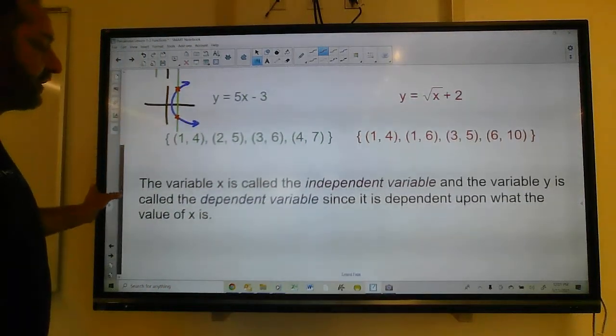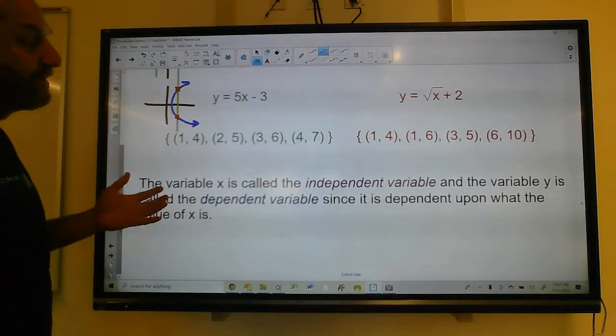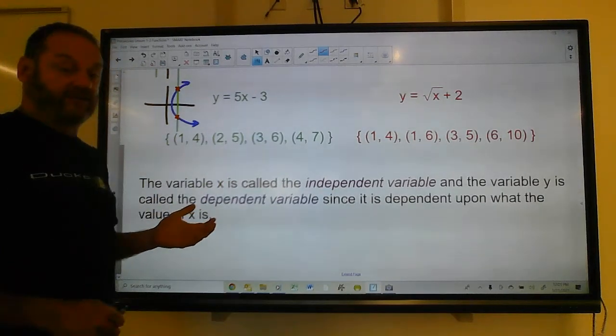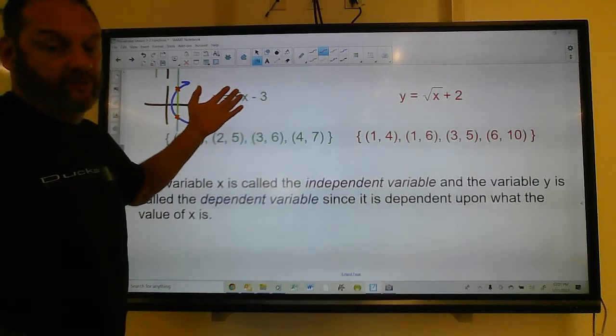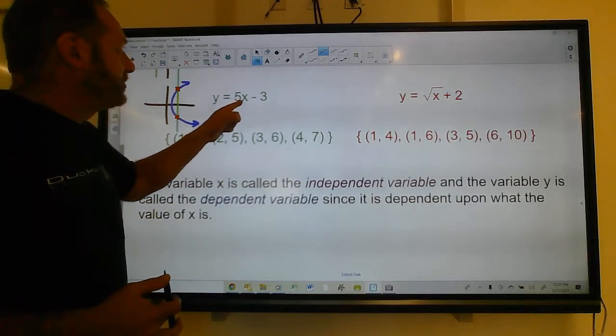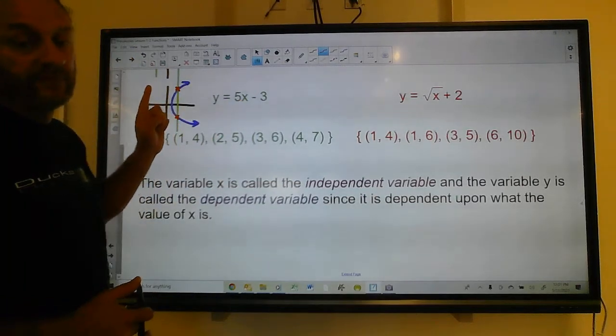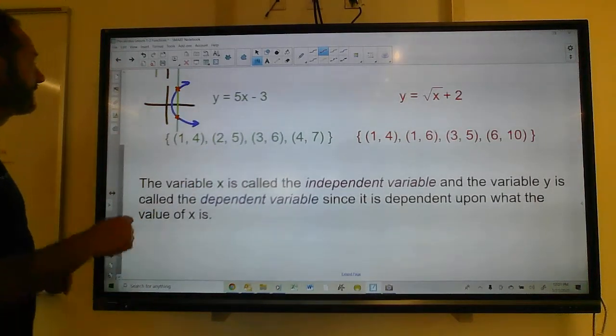The x variable is called the independent variable. The y variable is called the dependent variable, since it is dependent upon whatever the value of x is. So in an equation like this, I can take any number I want, plug it in for x. Okay, it's independent. But once I choose an x, there is only one y that's coming out of that thing. So the y is dependent upon what the x is.